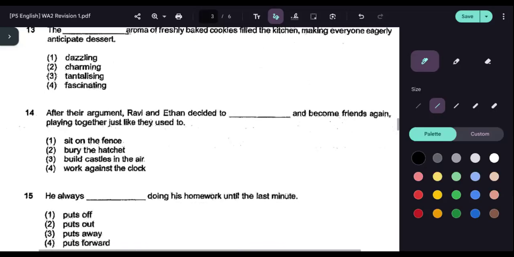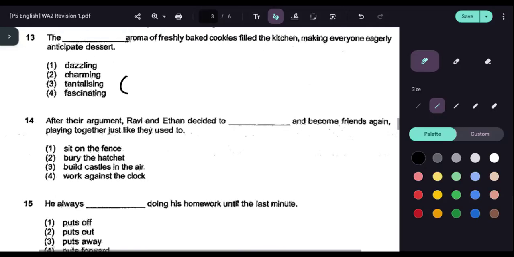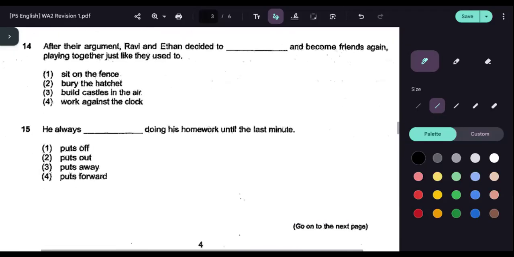Okay, next, 13. The blank aroma of freshly baked cookies filled the kitchen, making everyone eagerly anticipate dessert. Okay, tantalizing means the strong aroma. Tantalizing means strong. Alright.